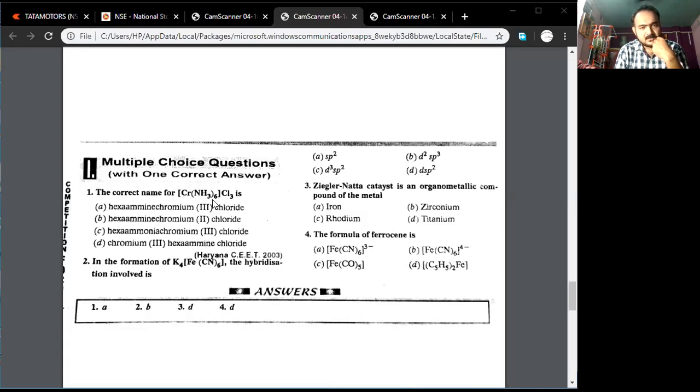You can see here that there are 6 ammonia ligands present, so this will be hexaammine, and then you should write down the IUPAC name of the central metal atom, that is chromium. So hexaammine chromium. You can identify the oxidation number from here. You can take it as x + 0 - 3 = 0, so x = +3. So the name should be hexaammine chromium, the oxidation number is 3, and then you can write down the counter ion, that is chloride.